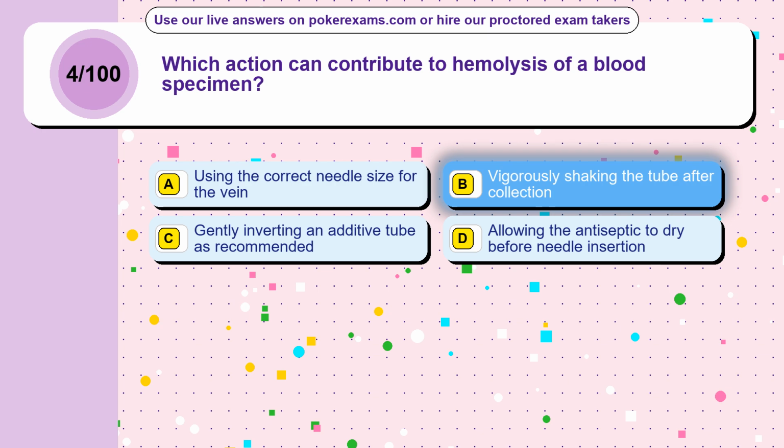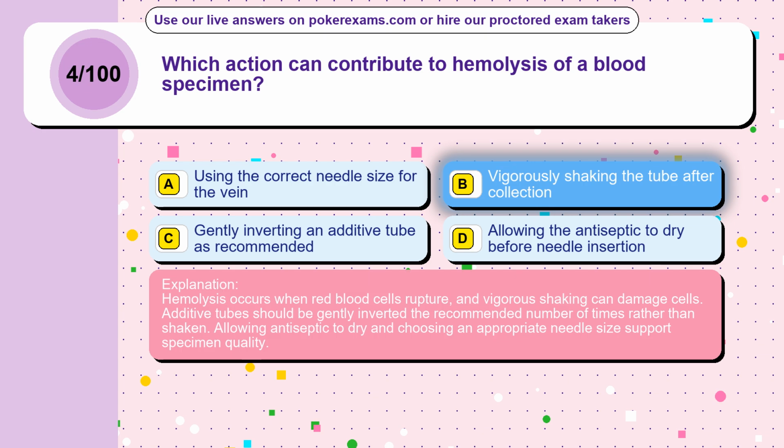The correct answer is option B. Vigorously shaking the tube after collection. Hemolysis occurs when red blood cells rupture, and vigorous shaking can damage cells. Additive tubes should be gently inverted the recommended number of times rather than shaken. Allowing antiseptic to dry and choosing an appropriate needle size supports specimen quality.